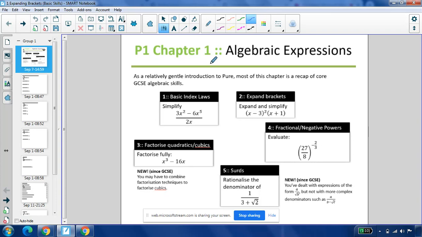We are on Chapter 1, Algebraic Expressions. So in this chapter we're going to be looking at 5 key concepts, and these concepts will be a nice recap of your GCSE maths knowledge. So first of all we're going to look at expanding brackets.